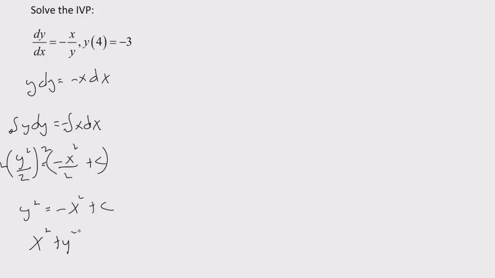So x squared plus y squared equals c, and that's the general equation for a circle. So we're looking at some kind of circle here. Okay, so now I can evaluate my initial information, and then I can actually solve for c. So that would say when x is 4 and when y is negative 3, what do I get for my constant?